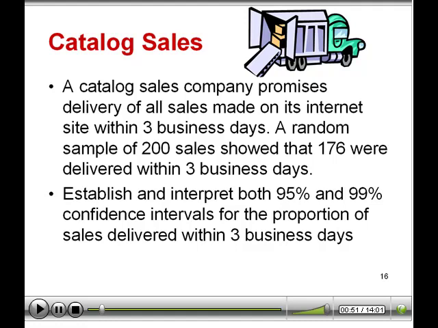In a random sample of 200 deliveries, 176 of these were delivered in the 3-day promised period. So let's compute and interpret both a 95 and 99% confidence interval for the true proportion of deliveries made within 3 days.